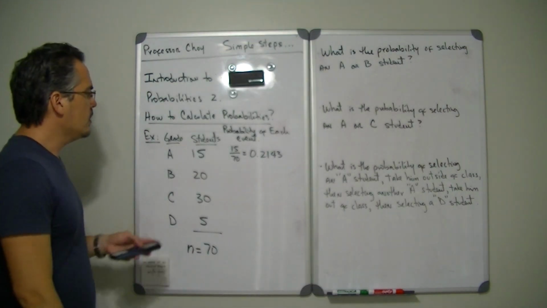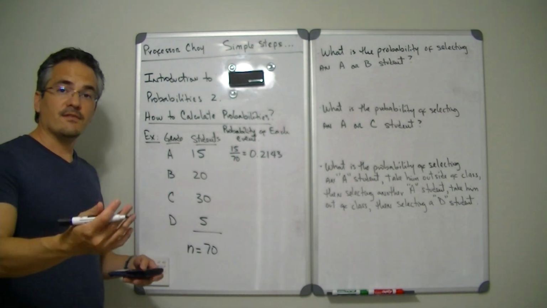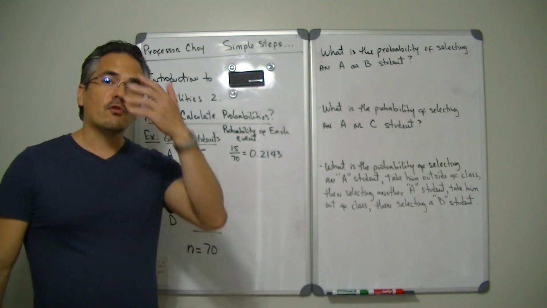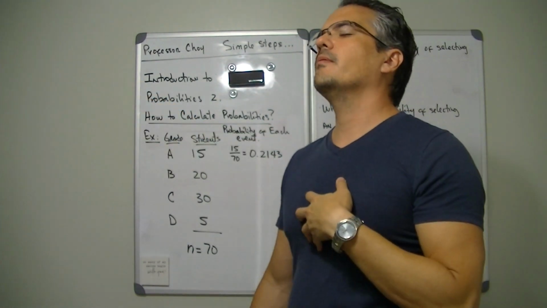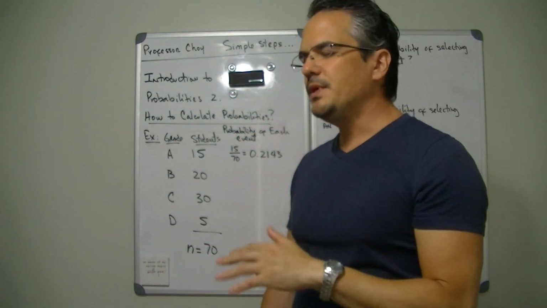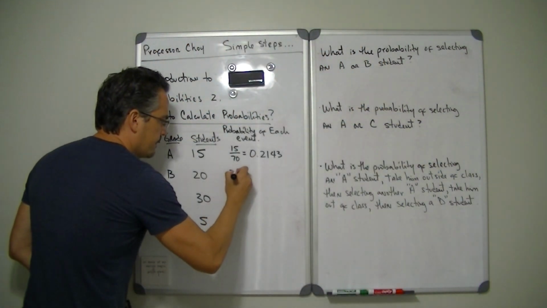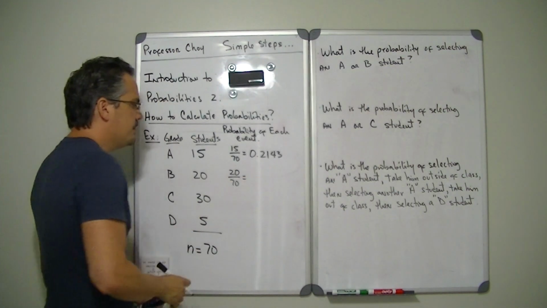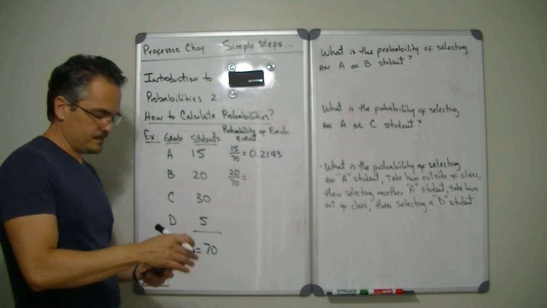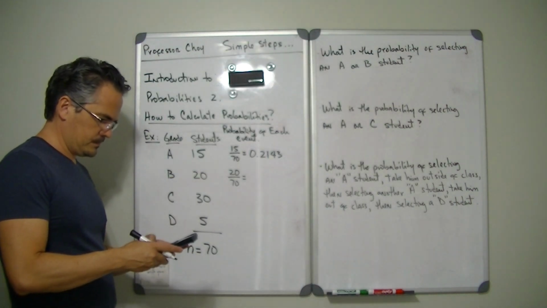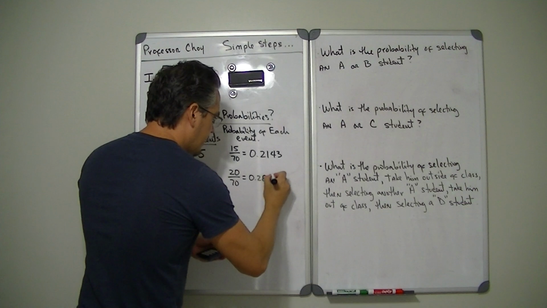Okay? Now, what is the probability that a student got a B? Again, a very similar question would be, imagine that I'm randomly walking through the class and I bump into a student. What is the probability that that student is a B student? The probability is 20 over 70, because there are 70 students in the class, 20 of which got a B. And that probability is 0.2857.